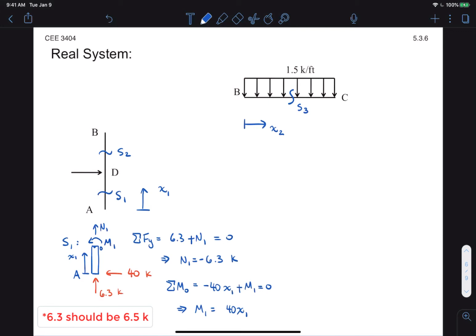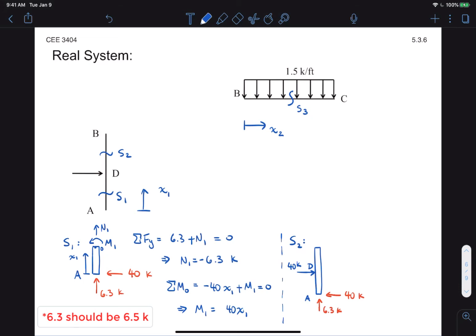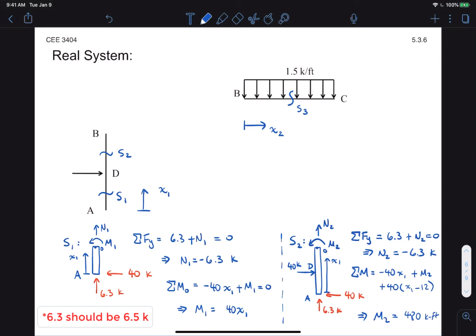All right, moving on to section 2. Same procedure here. I'll solve for moment M2 and axial force N2. And sum of forces in the y gives me N2 equal to negative 6.3. So same result as section 1. The beam is simply in constant compression. And then sum of moments around the section point O actually gives me a constant moment of 480 kip feet.